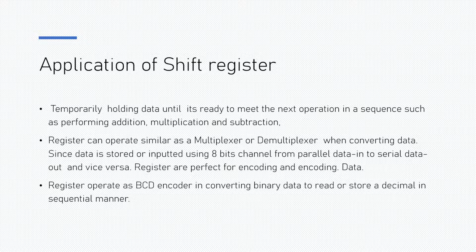The second application comprises the register operating as a multiplexer when converting data. Since data is stored or inputted using an 8-bit channel, from parallel data in to serial data out and vice versa, registers are perfect for encoding or decoding data. A register can operate as a BCD encoder, converting binary data to be read or stored as a decimal in a sequential manner.